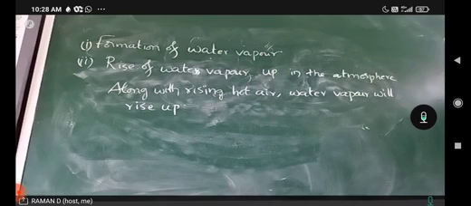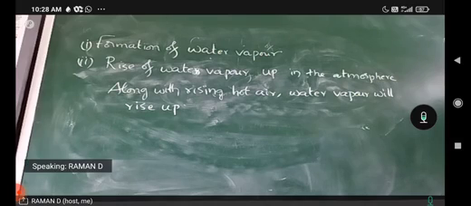Vapor moves up, it cools. It cools and expands. And when it cools, it condenses. It condenses and forms tiny droplets. Okay.